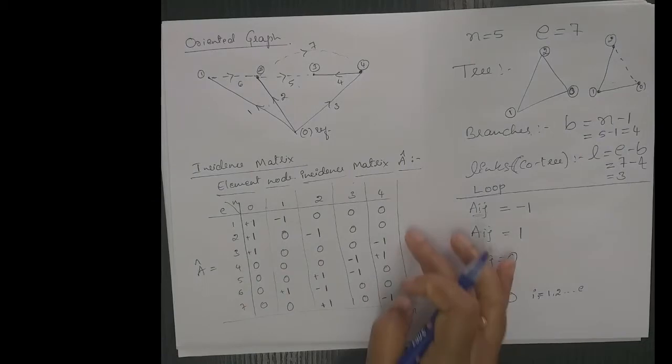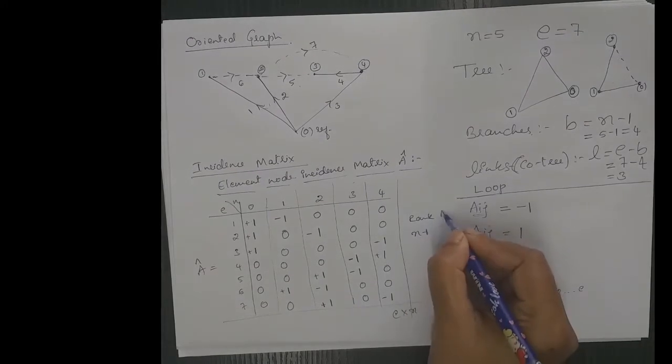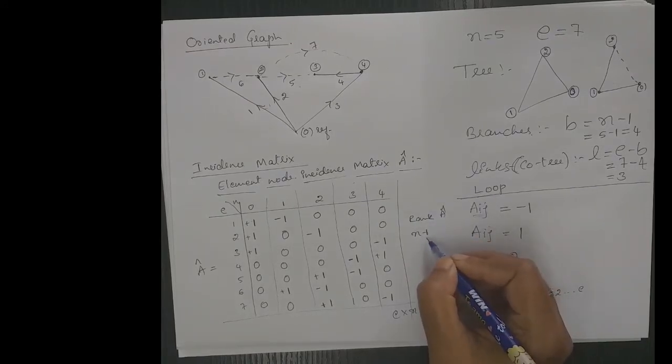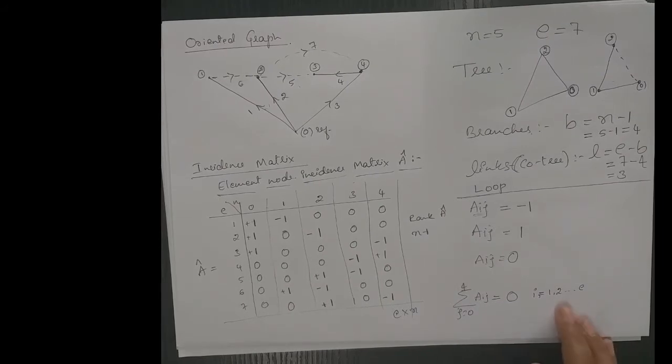The rank of the matrix is n minus 1. The rank of the A cap matrix is n minus 1, since the summation of Aij is equal to 0, where Aij is the element of the matrix. The columns of A cap are linearly independent. Hence, the rank of A cap is less than n, that is n minus 1, where i is 1, 2, 3, 4, 5 up to the total number of elements. This is the ith element and this is the jth node.